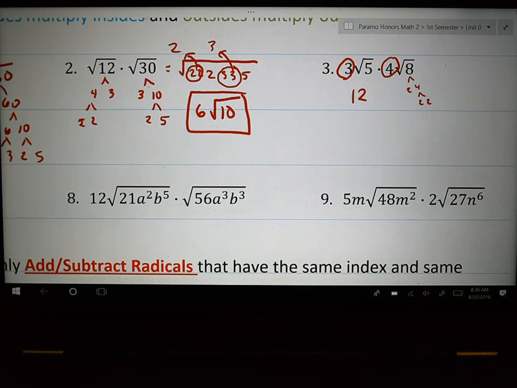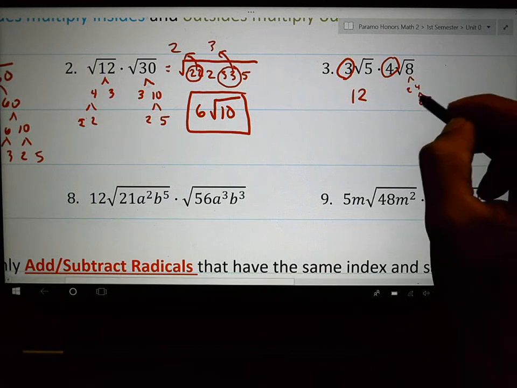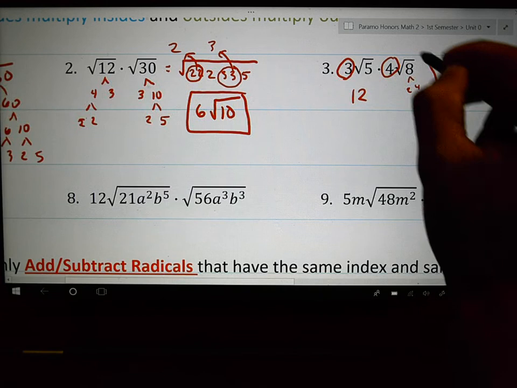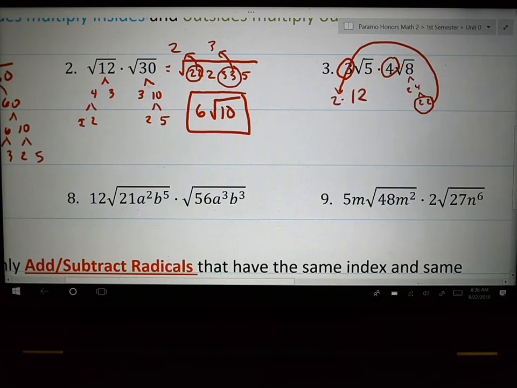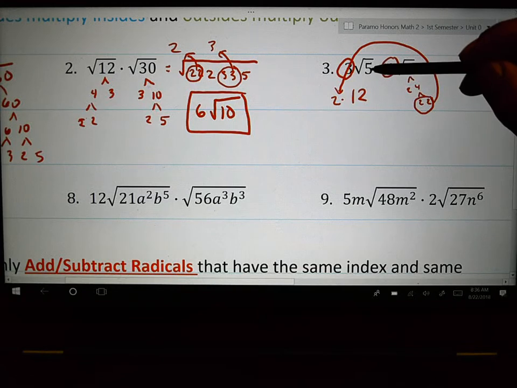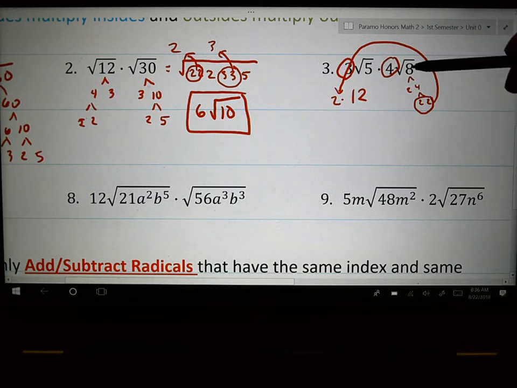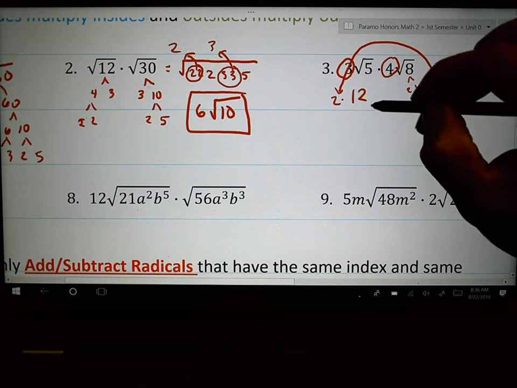Is there going to be a pair of 2s? So then the 2 gets to pop out. What happens with that 2? It's going to multiply that 12. And then what's left inside? I have a root 5 here and another root 2 that doesn't have a partner. What do we do with those 2 numbers?